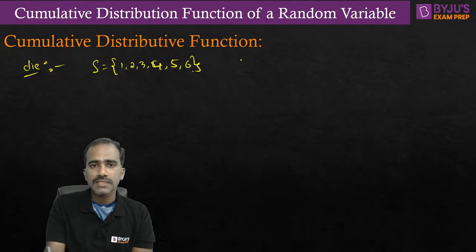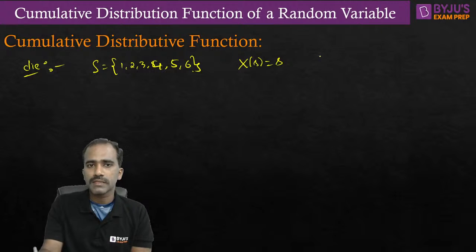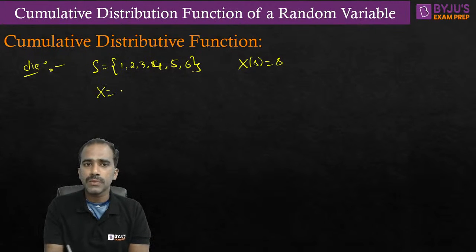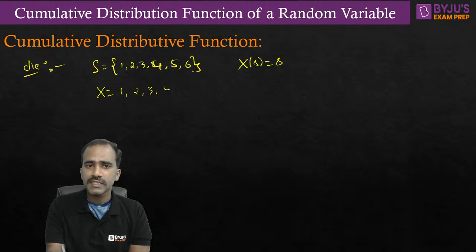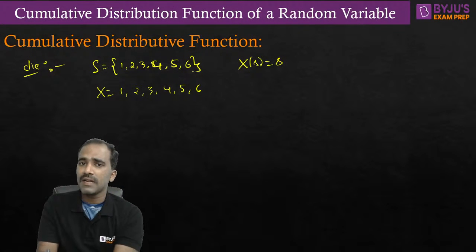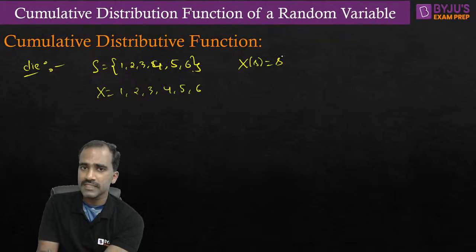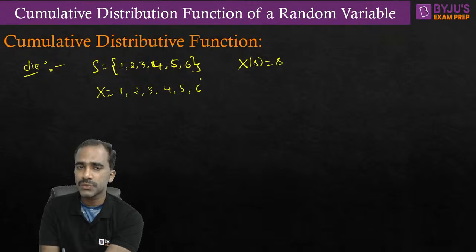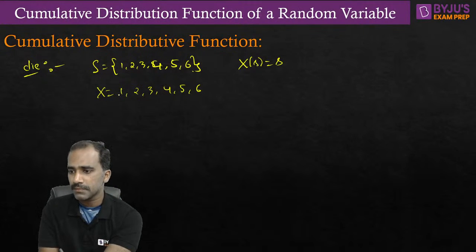Okay, so let us define the random variable X as X of s is equal to s, which means you are taking the random variable as the same as sample space values. So what does the random variable take? Random variable takes values 1, 2, 3, 4, 5, 6, and we know the probabilities of those values. Whatever is the sample space, that itself I'm taking as random variable. If you want, you can define the random variable as X of s equal to s square. Then it will become 1 square, 2 square, 3 square, 4 square, 5 square, 6 square are the values taken by the random variable.